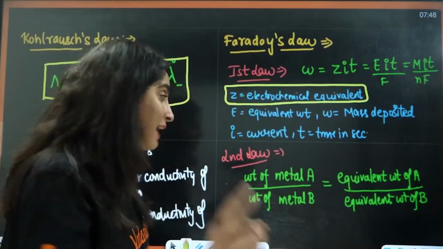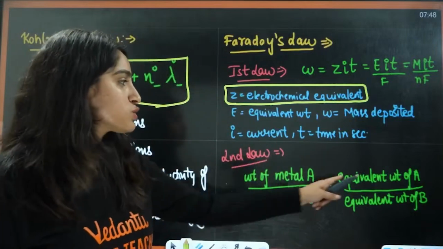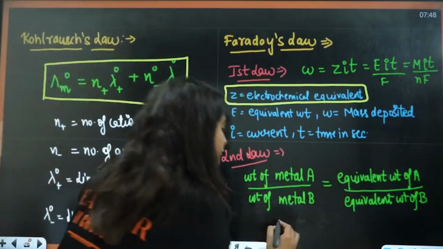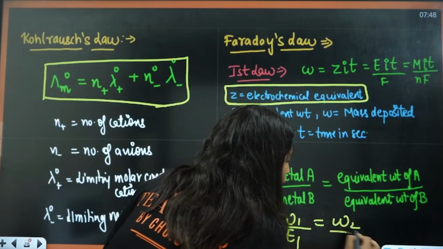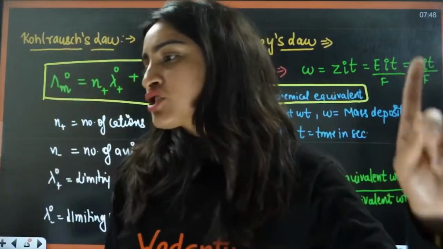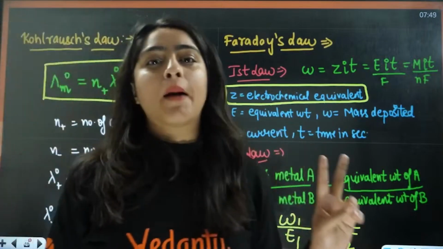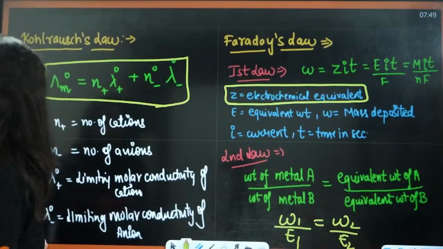Now, the second law: if the cells are in series, the weight of metal A divided by the weight of metal B equals the equivalent weight of A divided by the equivalent weight of B. Or you can say the weight of 1 divided by the equivalent weight of 1 equals the weight of 2 divided by the equivalent weight of 2. Both are correct. Understood this? Any problem till now? We have completed 2 chapters in 30 minutes. Perfect.